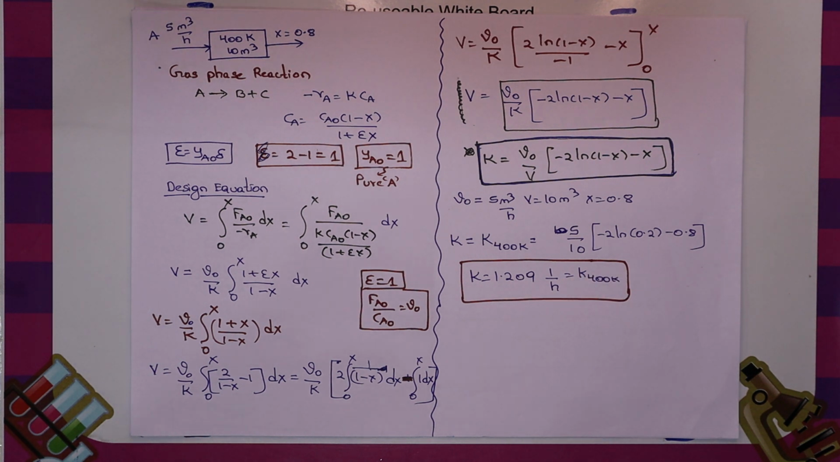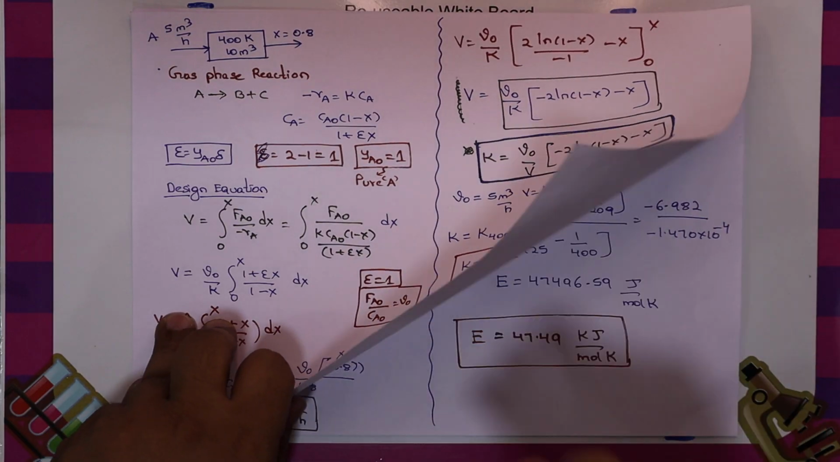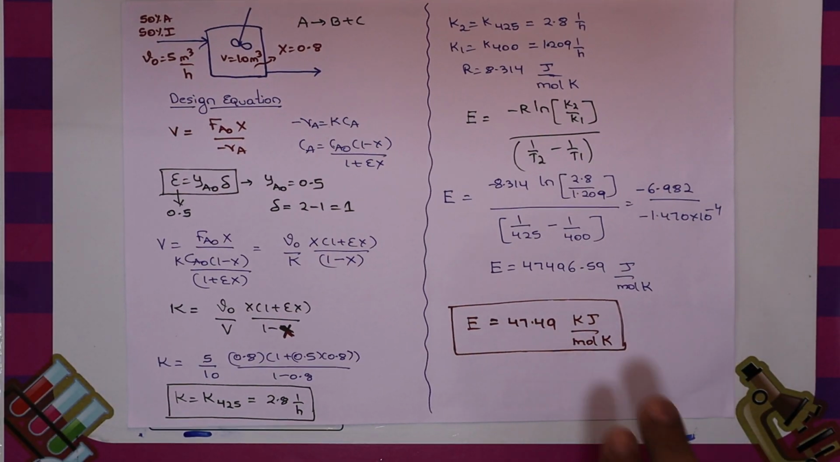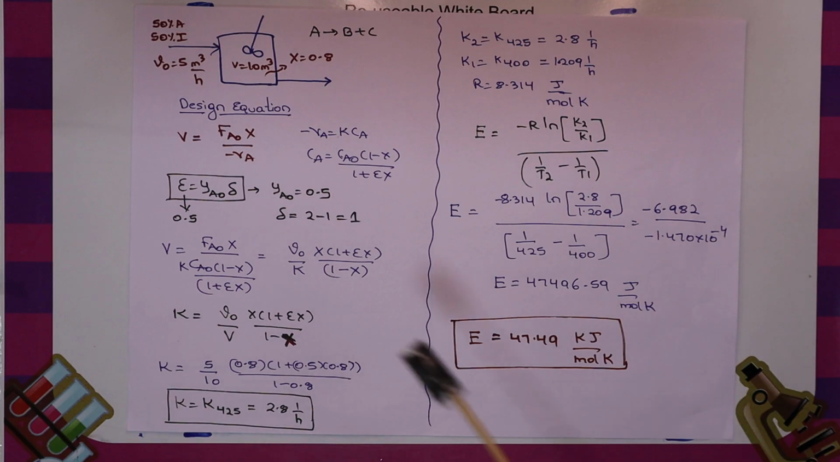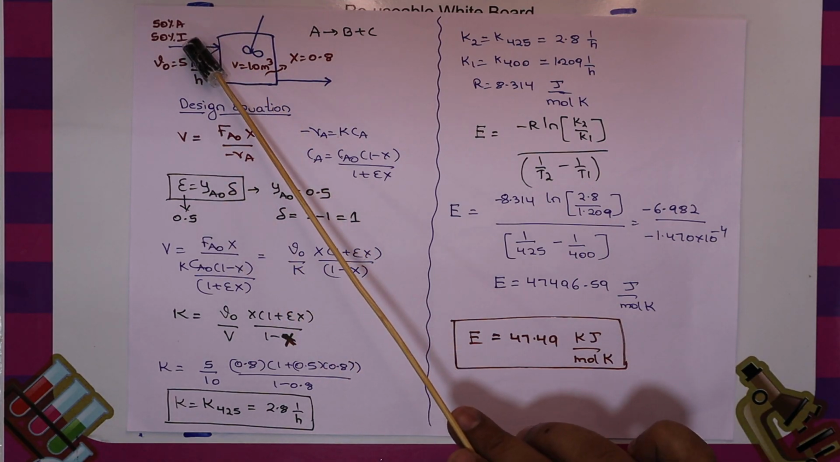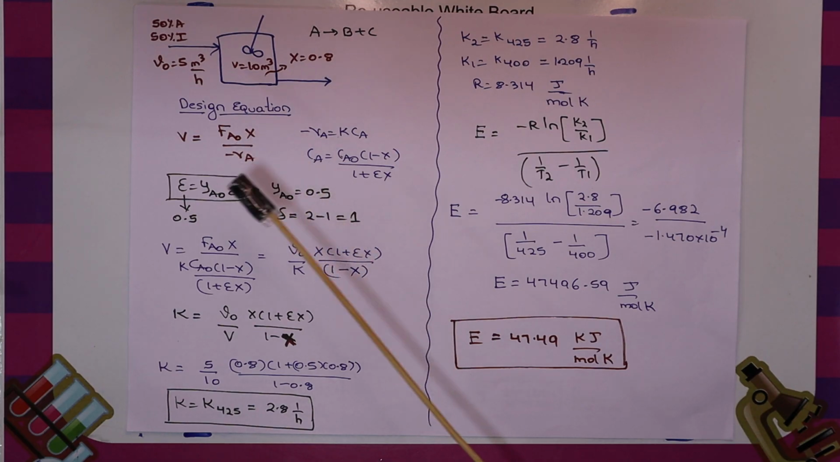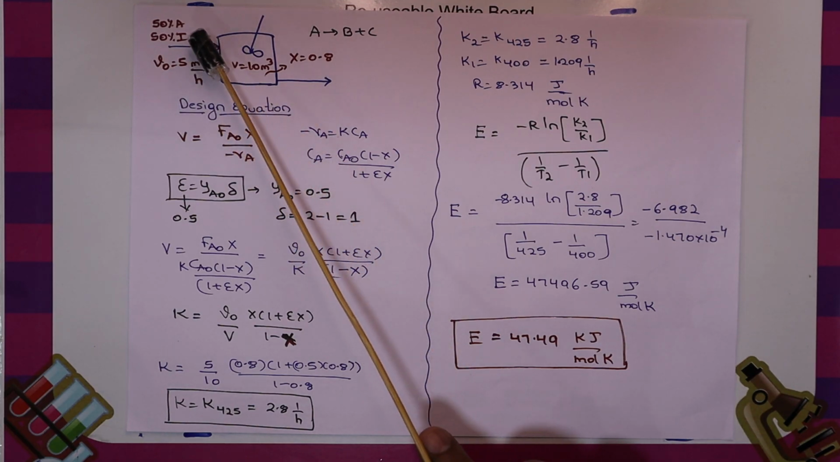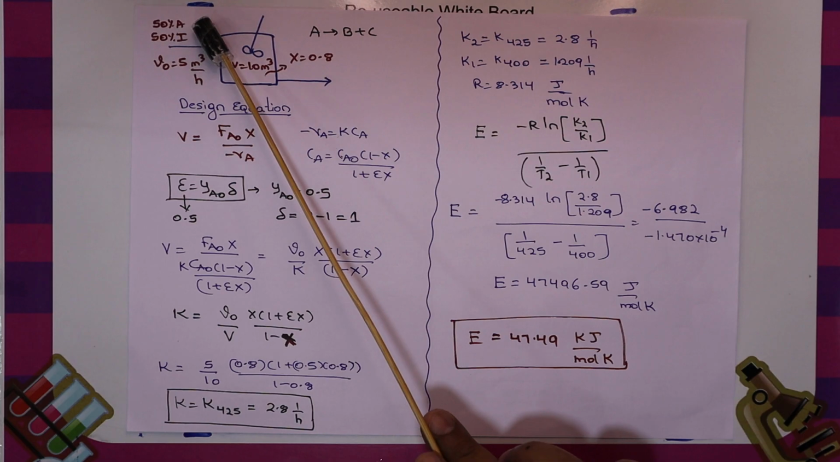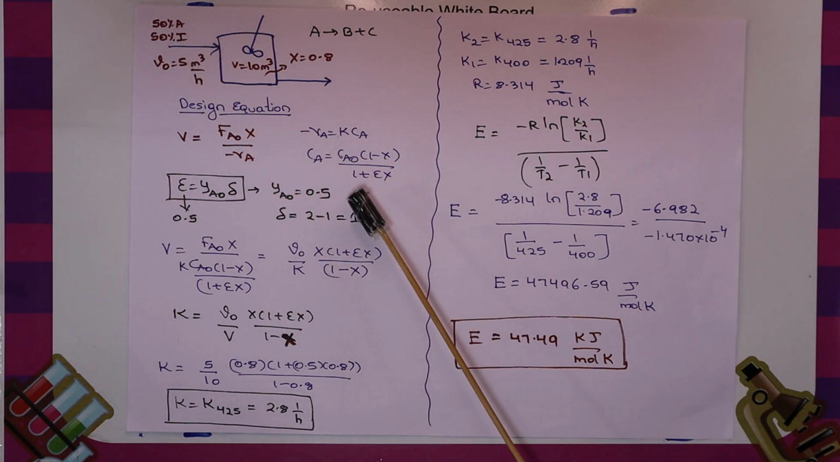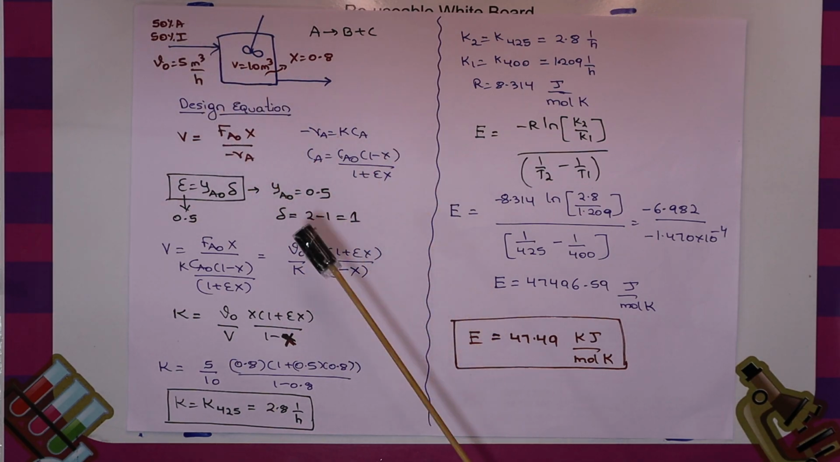Similarly, we can calculate the next k using the information of the CSTR. The same, it's 50% A and 50% inerts. The design equation is V equal to Fa naught x by minus Ra. Here things change because it is not pure A. Now A is with the inert, so the epsilon will change now.